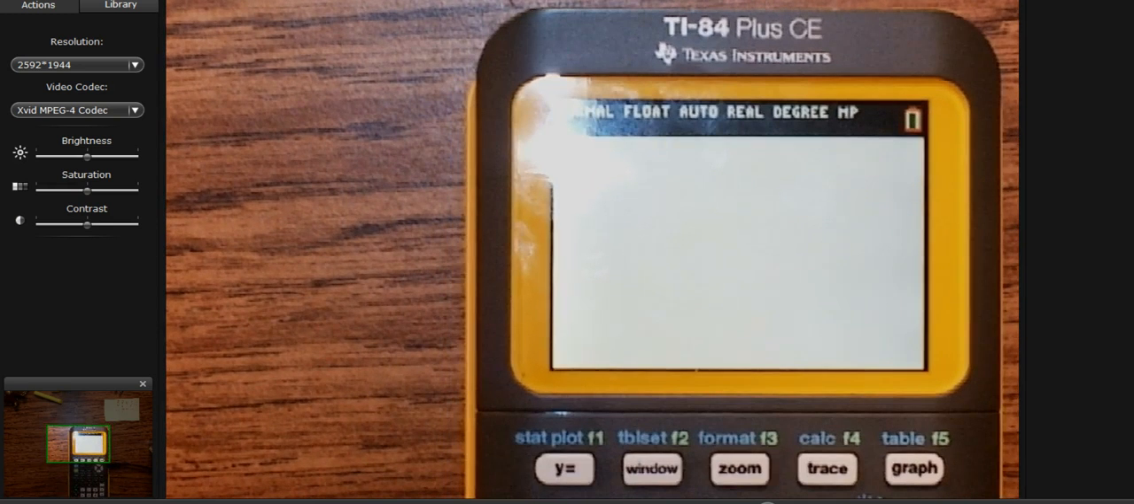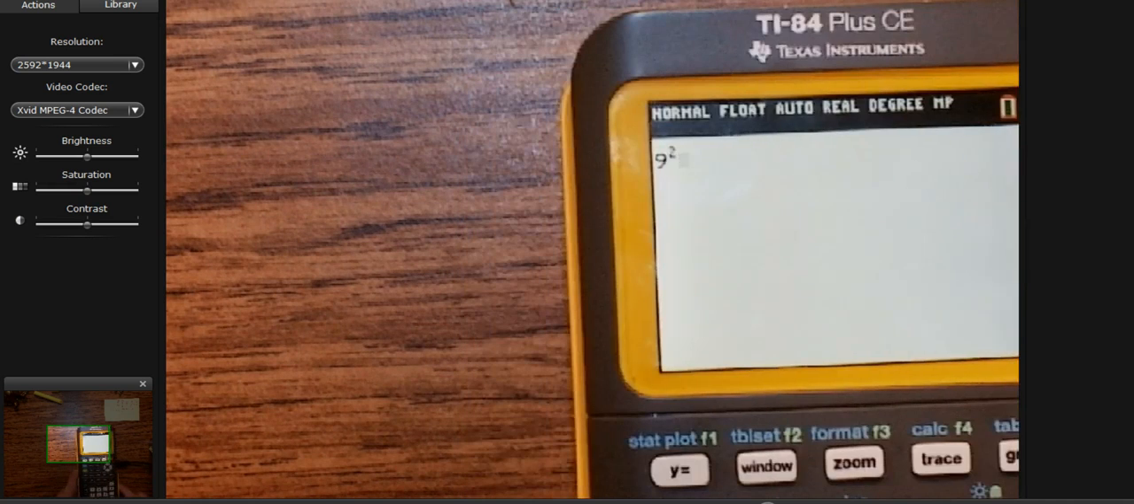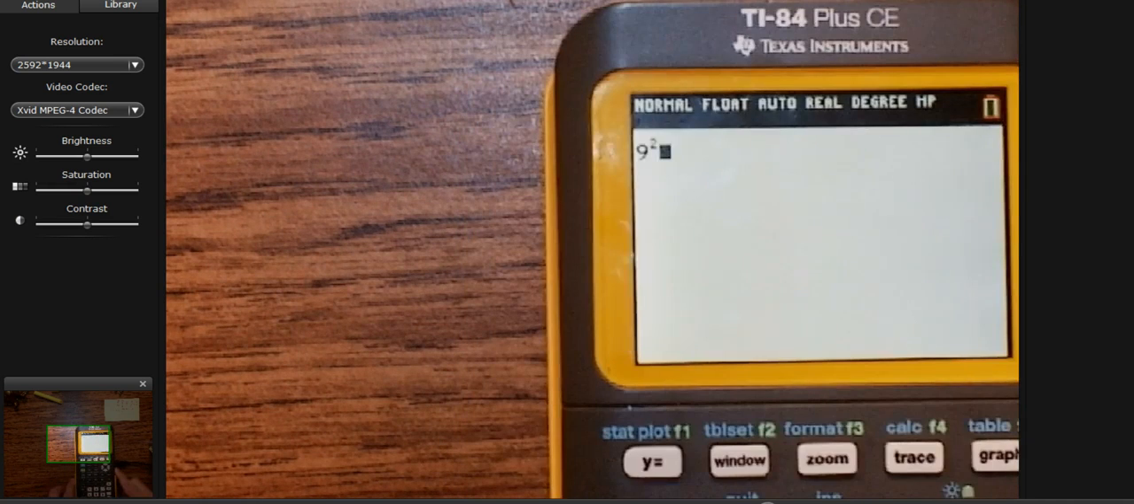All right, 9 squared. I don't even care that it's 81. Why isn't it showing up? Oh, it's in the blind spot. I was like, wow, why isn't it showing up? Okay, now, watch what I do.